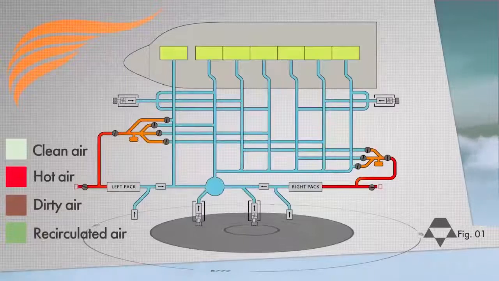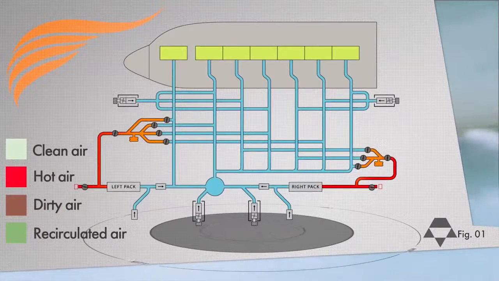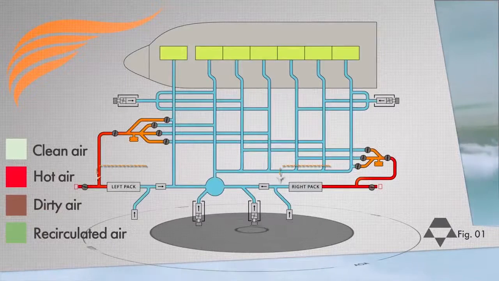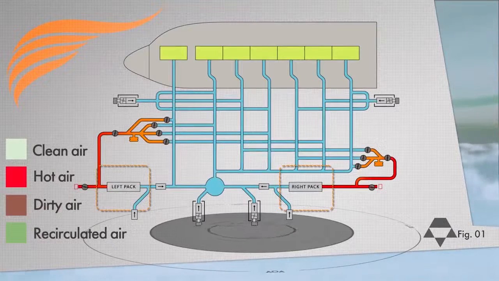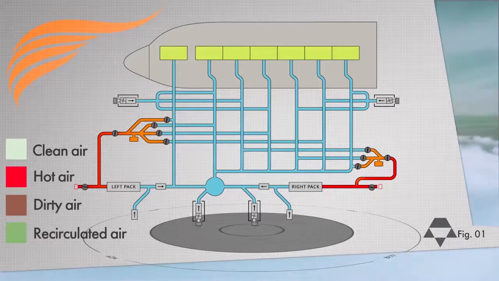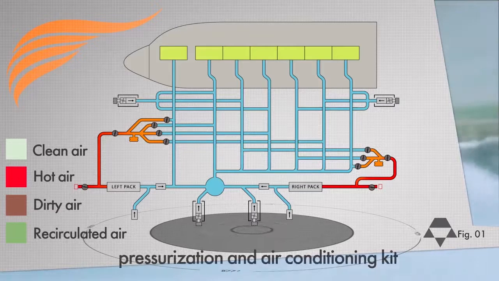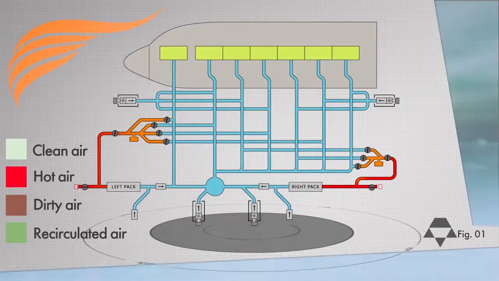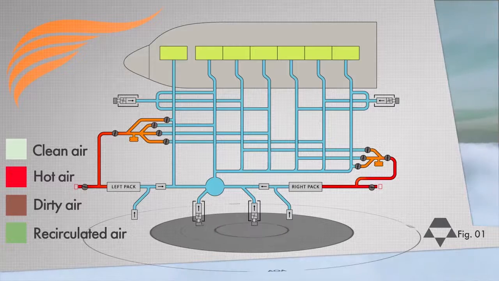Two main components create the supply of fresh, conditioned air. These are known as the left and right air conditioning packs. We'll simply be referring to them as packs during this lesson. Did you know that the word pack actually stands for pressurization and air conditioning kit? The entire pack process involves cooling, heating, cleaning, filtering, and metering the amount of air that goes into the cabin.